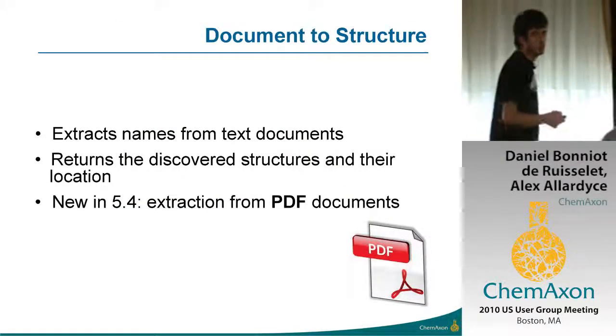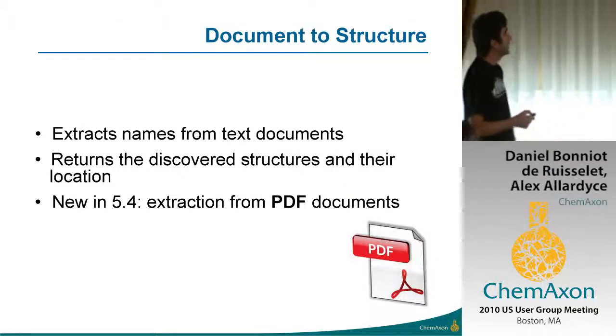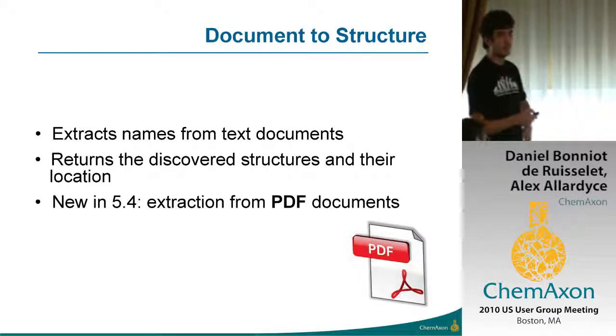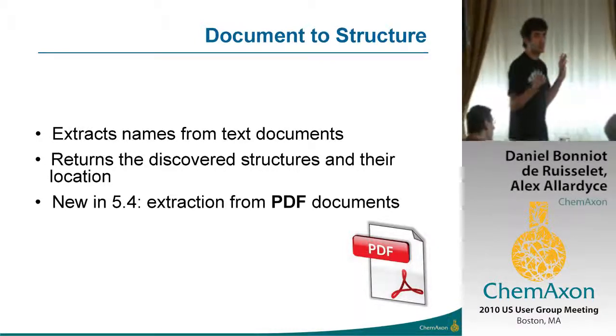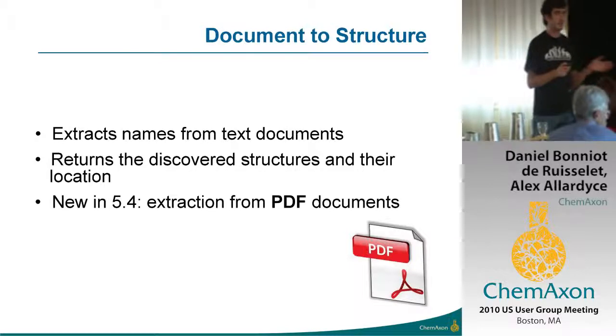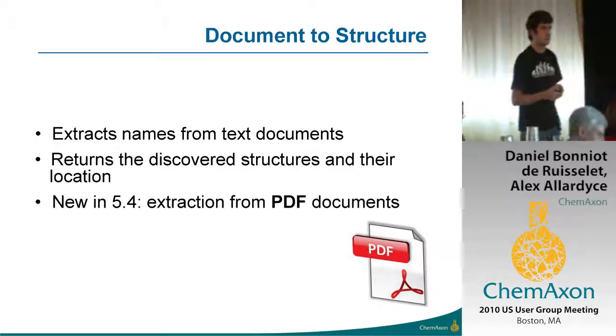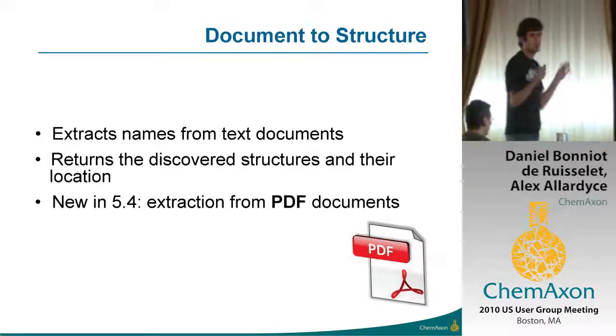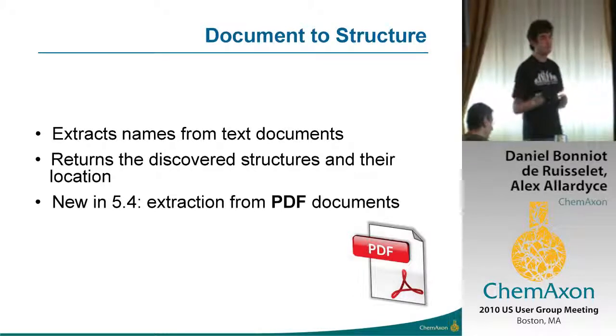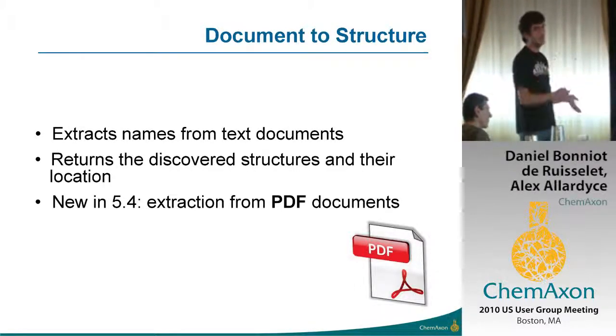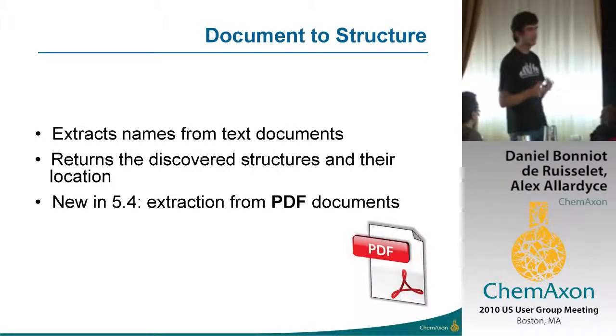OK, so we have name to structure that's improving. On top of that, we have the document to structure product, which is something that you can throw text documents at: free text, HTML, XML, and it's going to spot the names in it, and give you the list of those. You can access it from the API. You can access it from the command line. We don't have a fancy GUI for that yet, but if you need that, we can see. Well, we have the API.